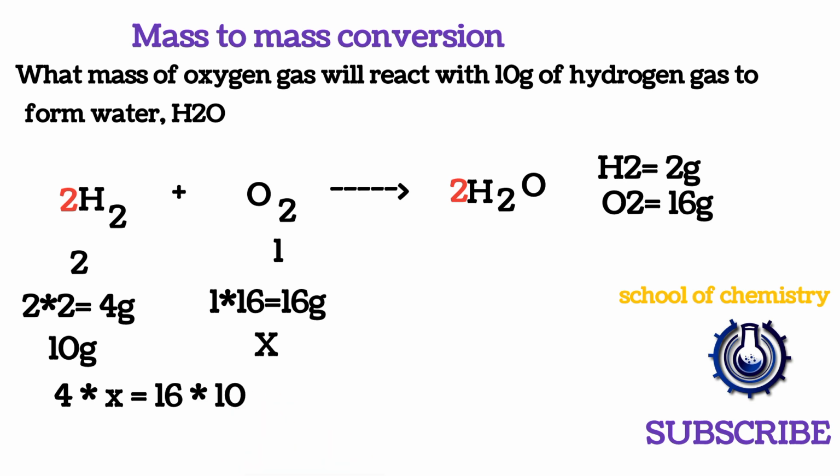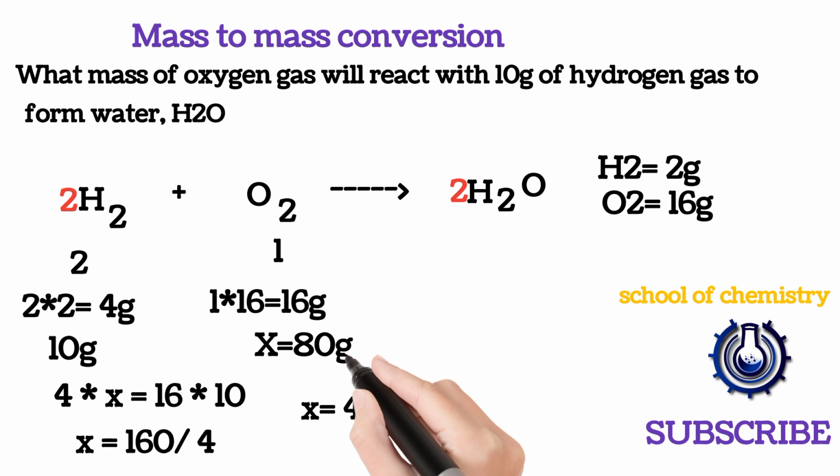So we're going to have 4 times X equals 16 times 10. So X will be equal to 160 divided by 4, and X will be equal to 40 grams. And that is the quantity of oxygen that will react with 10 grams of hydrogen.